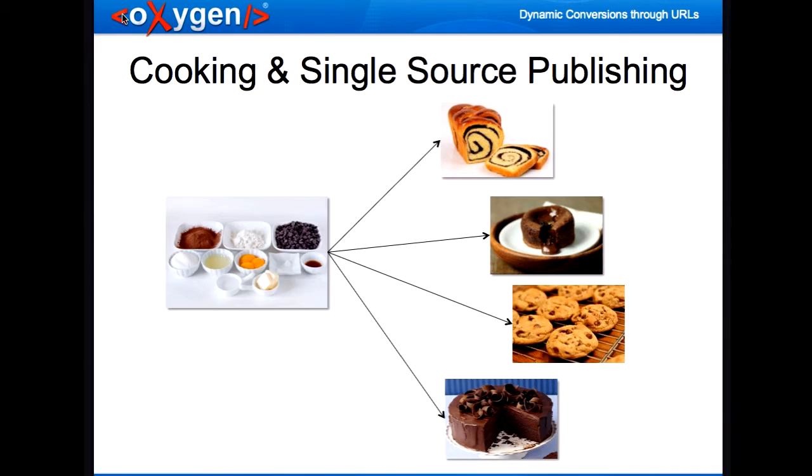So, if we compare cooking and single source publishing, right? We have basically some ready-to-use ingredients. Because if you go to cook something, you do not expect to start and then prepare everything. All your ingredients should be ready, right? You don't expect to take 2 days to prepare some ingredient. So you have these ready-to-use ingredients, and then you cook different types of cookies or whatever.